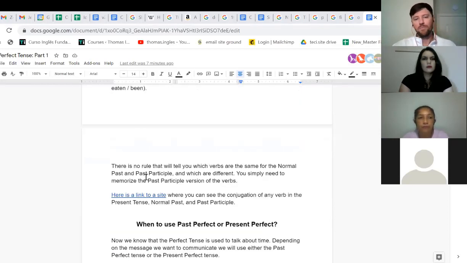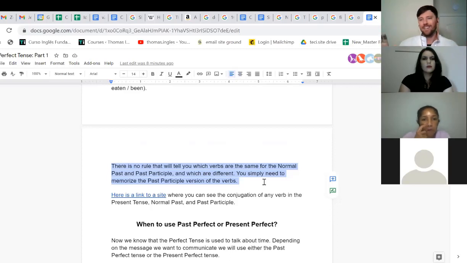Okay? And then this is important. This little part here is important. There's no rule, okay? Não tem regra que vai te mostrar que nessa situação o verbo tem uma versão diferente no past participle e nessa situação o verbo tem a mesma forma. Infelizmente, não tem uma regrinha para te ajudar. Simplesmente você precisa memorizar, decorar. So, isso é o processo. Com essa parte do past participle, você precisa memorizar as versões.